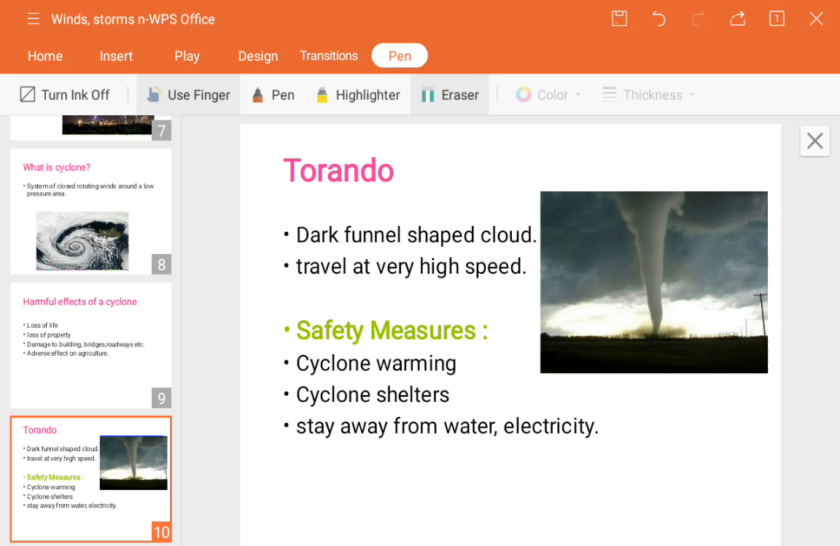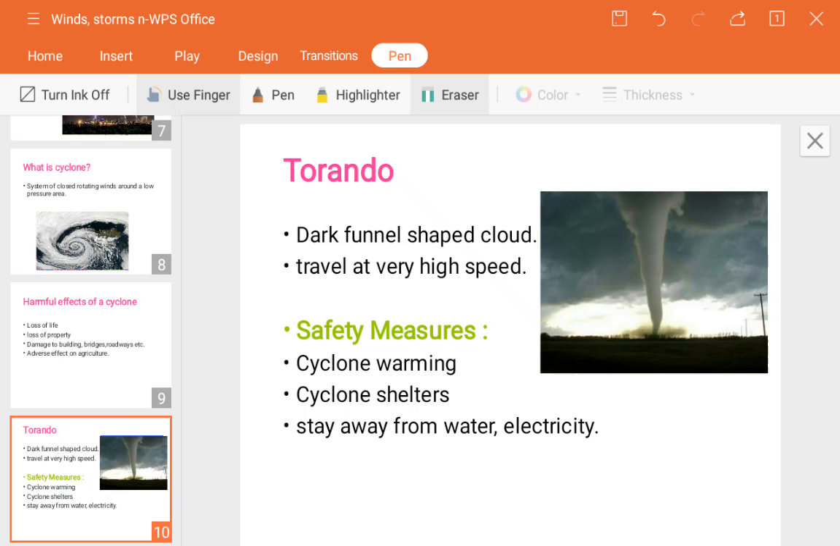If in water, rush out and go inside a building. Inside a building we have to take shelter, and a car or a bus is a safe place to take cover. So inside the car or the bus you can take shelter, you can stay there.